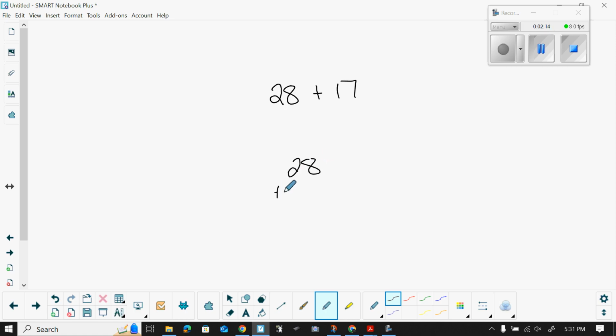28 plus 17. And we add like this. So 8 plus 7, and if you're not for sure, without your calculator, add it up in your head. Count if you need to. 8 plus 7 is going to be 15. Put that 5 right there, but that 1 for the 15, where does it go? Do you remember? Yeah, right there. 2 plus 1 is 3, plus another one is 4.